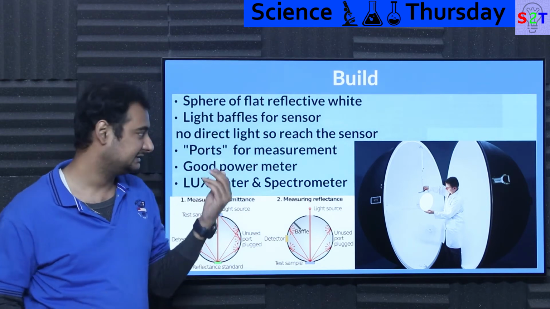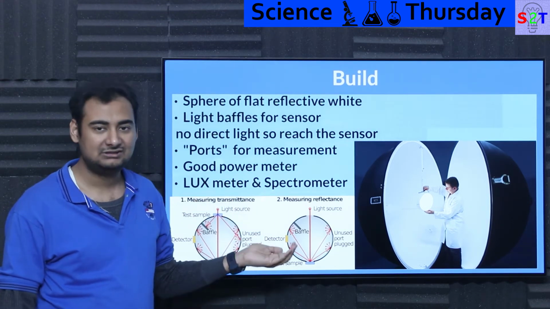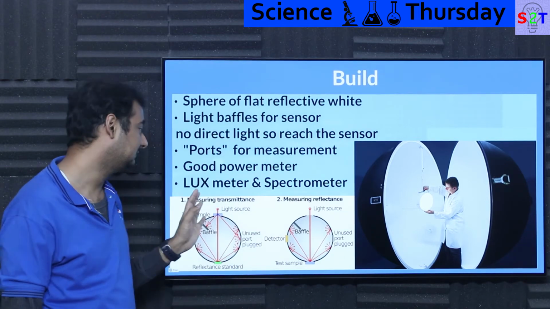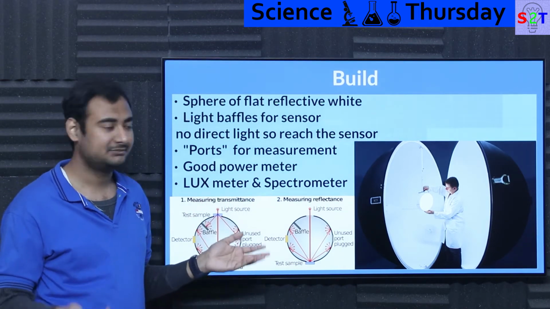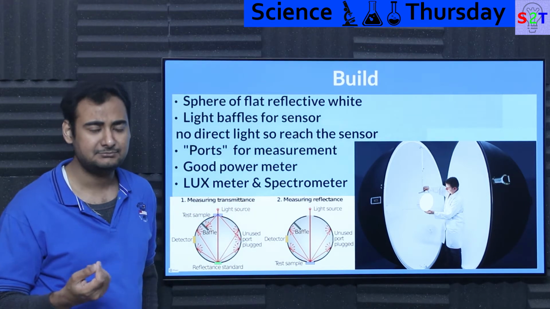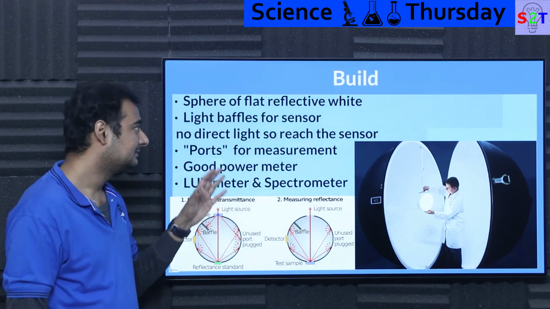Without that power meter, this system is not that useful, because all you are getting is lux. You're not getting lux per watt. So that's why generally there will be a port for that. You could have two ports bare minimum: one for lux, one for spectrograph. Generally there is a third for an auxiliary lamp, which helps you in calibration. So that's the build behind it.